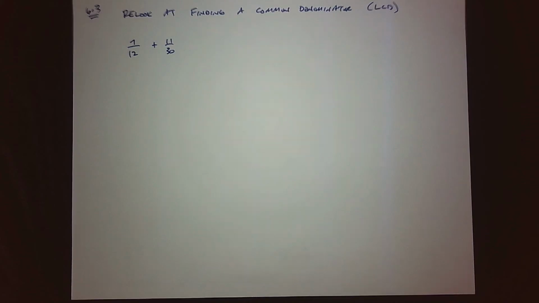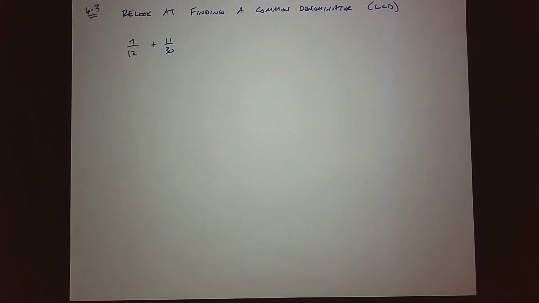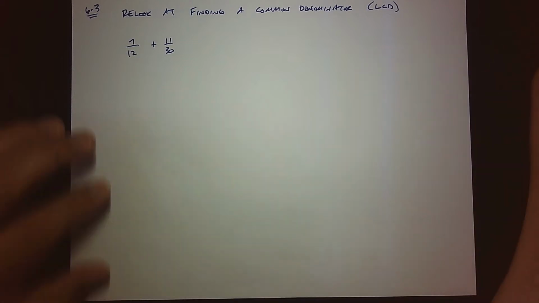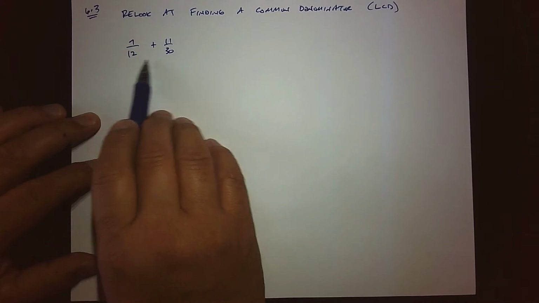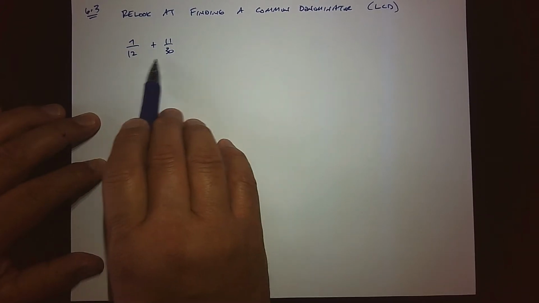Okay, so now let's revisit. We're going to slowly start talking about adding and subtracting rational expressions without the same denominator. And so we need to spend some time talking about how to find a common denominator, preferably the lowest common denominator.